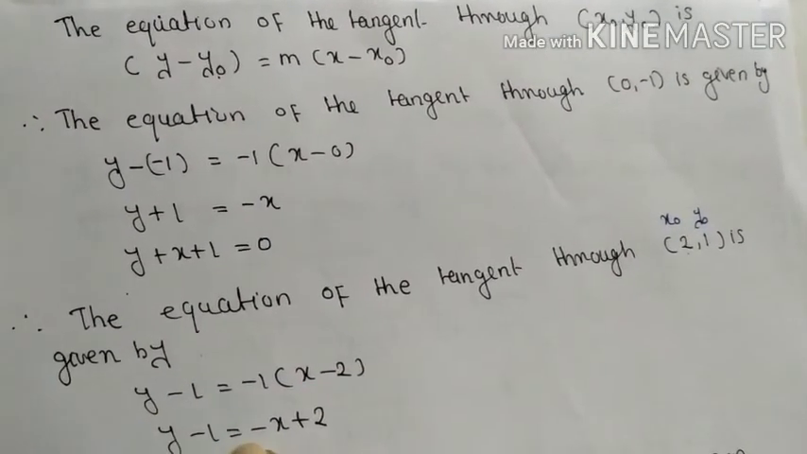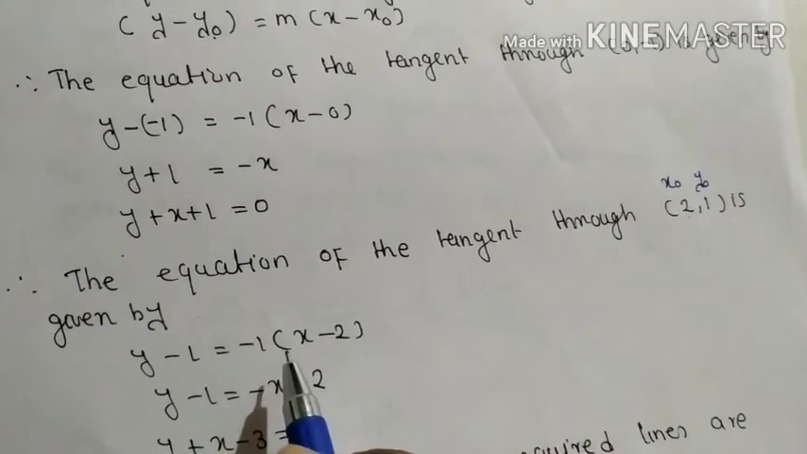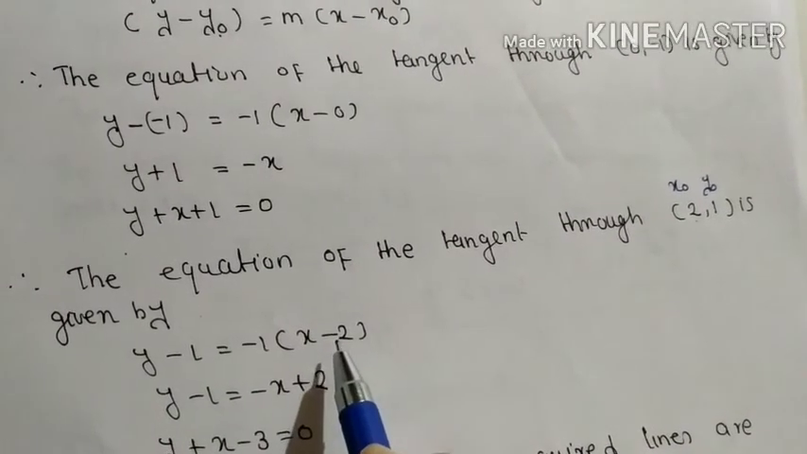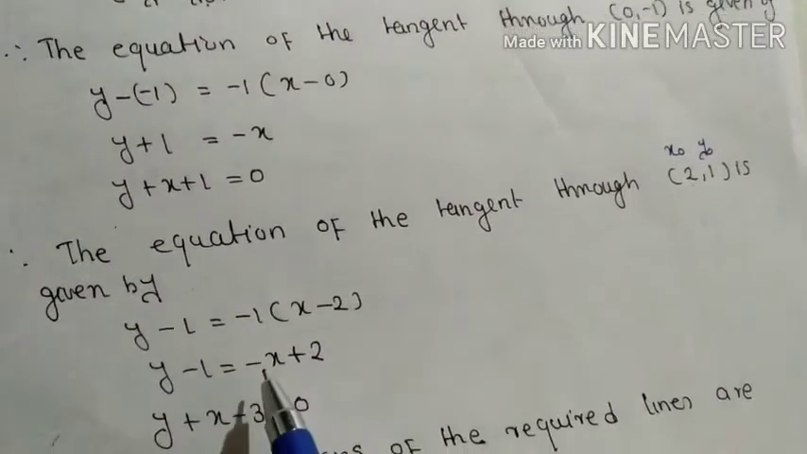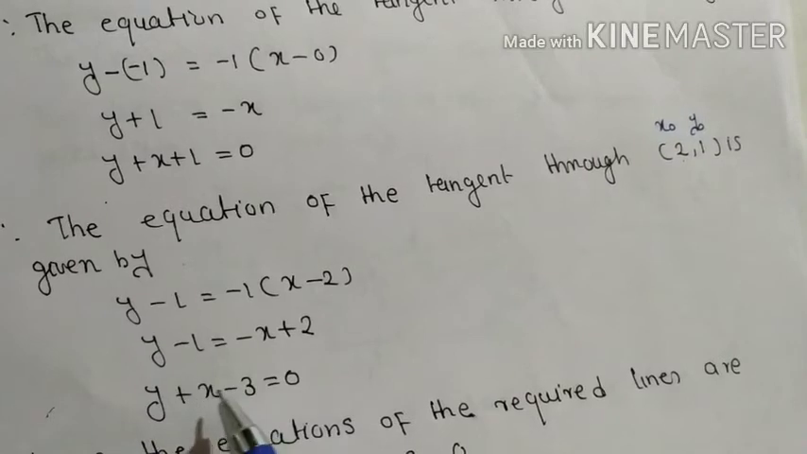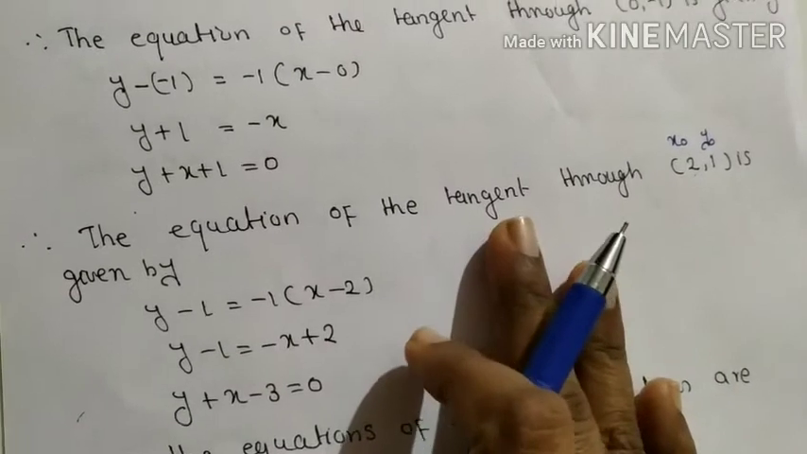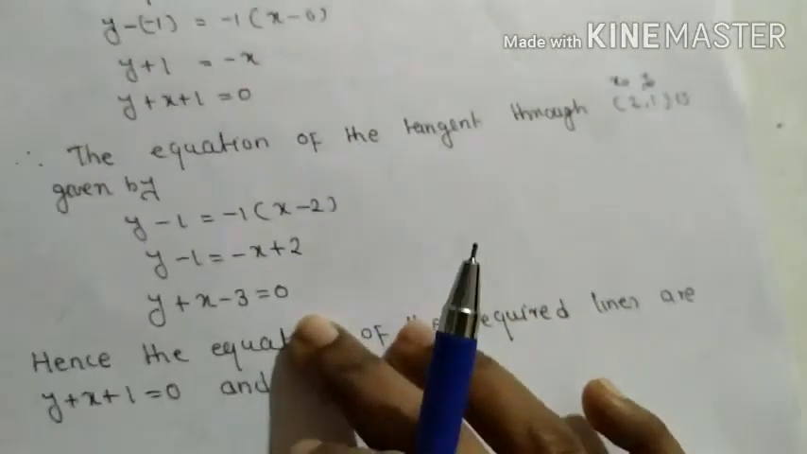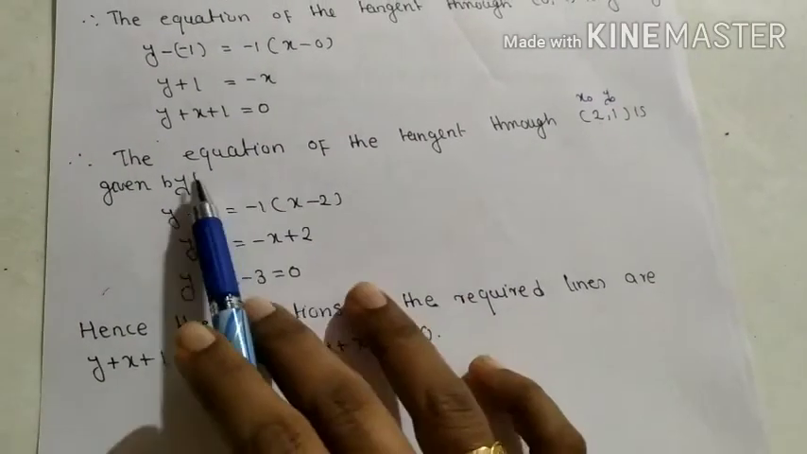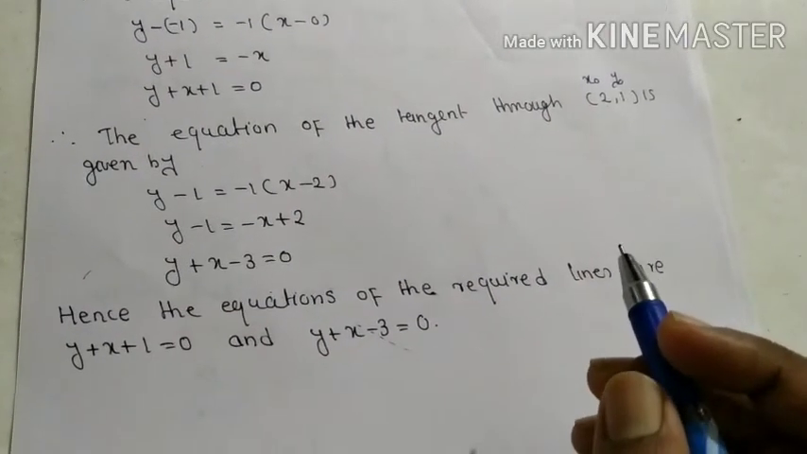So y minus 1 equal to, opening this bracket, we get minus x, minus and minus will become plus 2. So y minus 1 equal to minus x plus 2. Taking all the terms to LHS, we get y plus x minus 1 minus 2, which becomes minus 3, equal to 0. Okay, so these are the two equations. Hence, the equations of the required lines are y plus x plus 1 equal to 0 and y plus x minus 3 equal to 0.